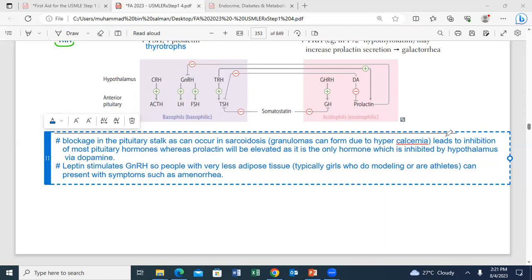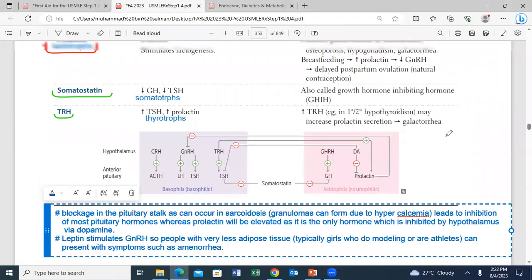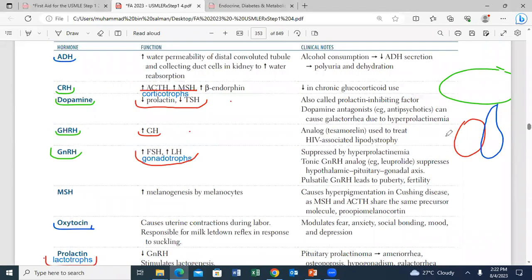Now, sarcoidosis is an autoimmune disorder in which this activation of vitamin D also occurs in macrophages, which results in increased activation of vitamin D. This increased activation of vitamin D will lead to hypercalcemia, since vitamin D increases the serum calcium. And now hypercalcemia can lead to granulomas inside different locations. Now, if you have such a granuloma in the pituitary stalk, now you know the pituitary stalk was responsible for bringing hormones from the hypothalamus towards the anterior or the posterior pituitary.